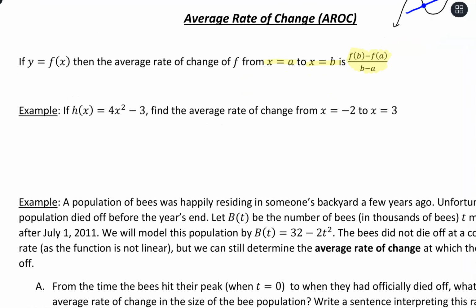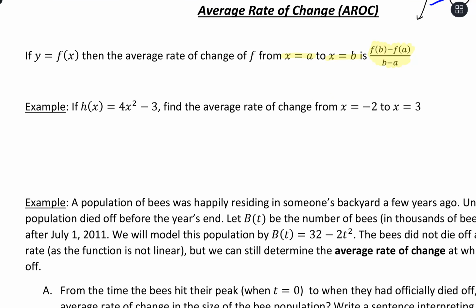So let's say we have a function h of x equals 4x squared minus 3, and we want to find the average rate of change from x equals -2 to x equals 3. So what we're going to do is to find the average rate of change, we'll take h of 3 minus h of -2, all over 3 minus -2.